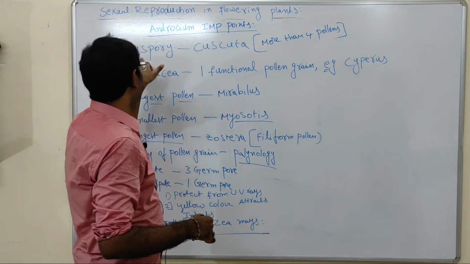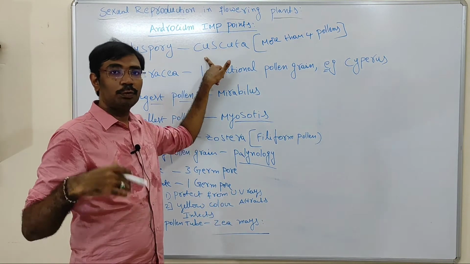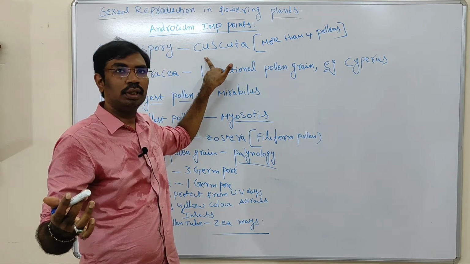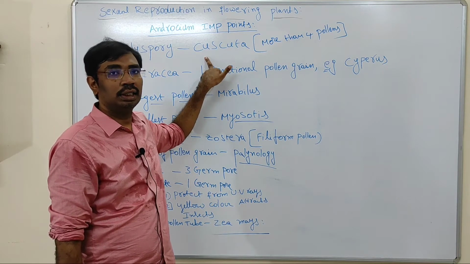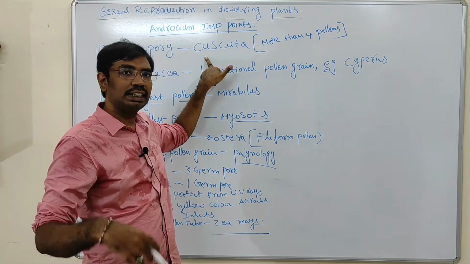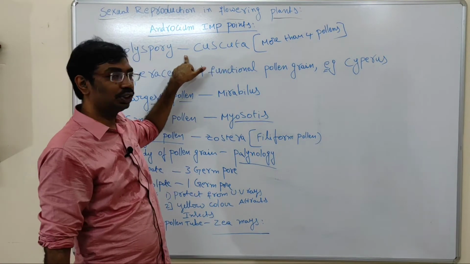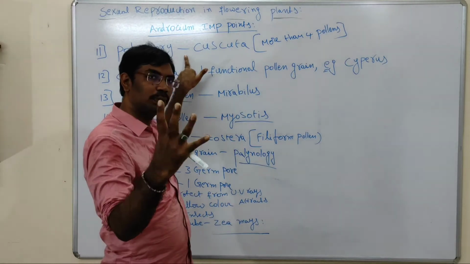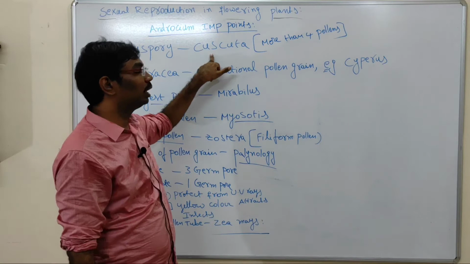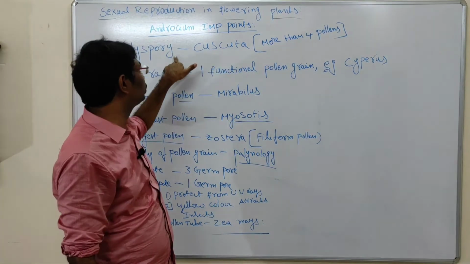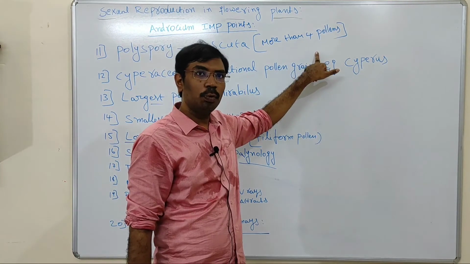Students, see here, polyspory. Polyspory means in some plants more than four pollen grains are produced. That kind of condition is called polyspory. Example for polyspory: Cuscuta. So this is an exemption for the meiosis. Generally 4 pollen grains are produced during the meiosis, but in some cases more than 4 pollen grains are produced. Example, Cuscuta.